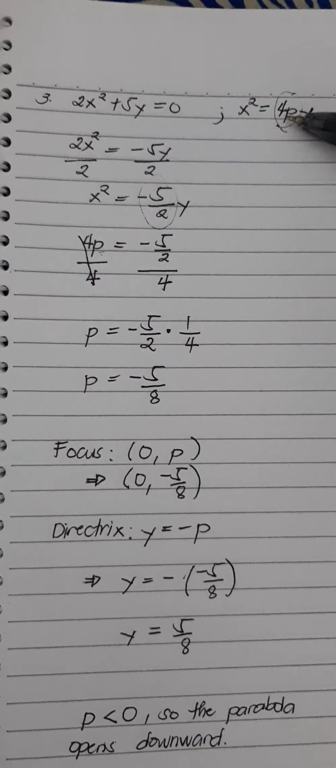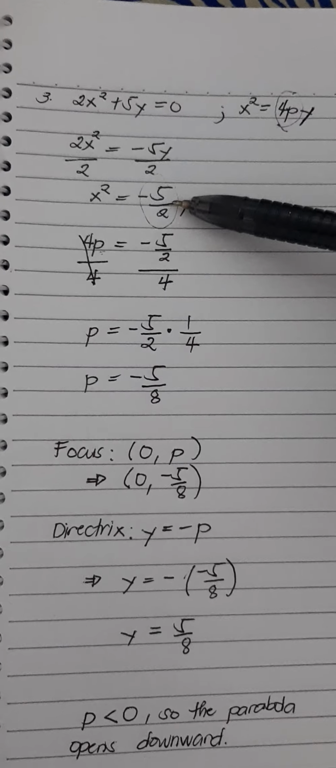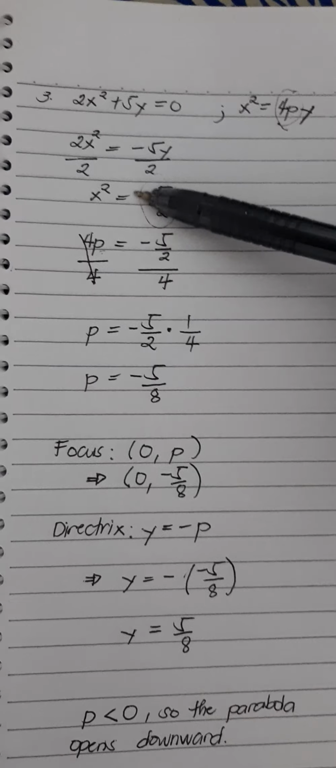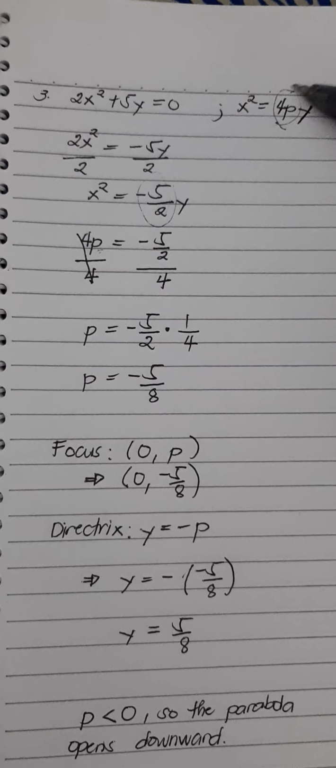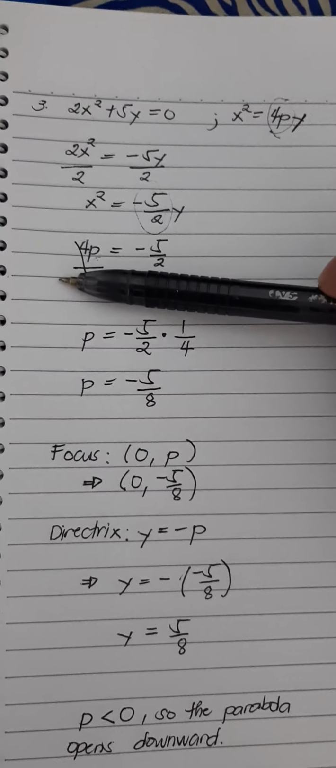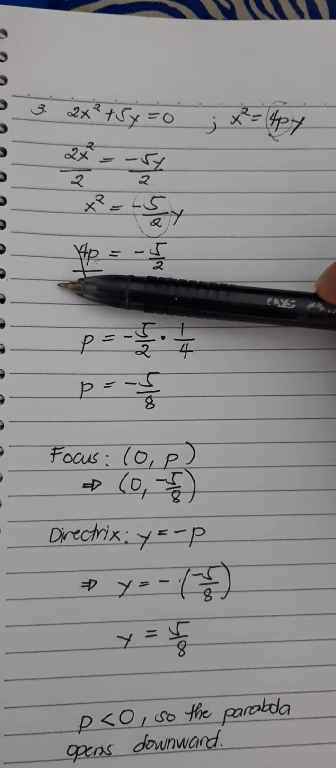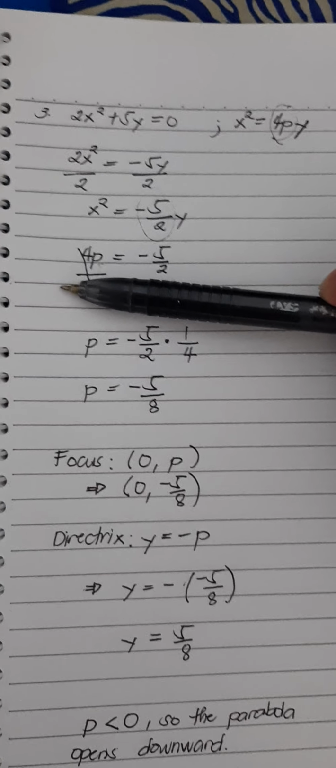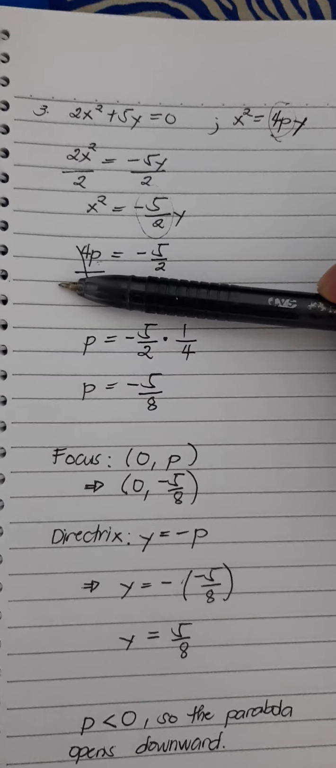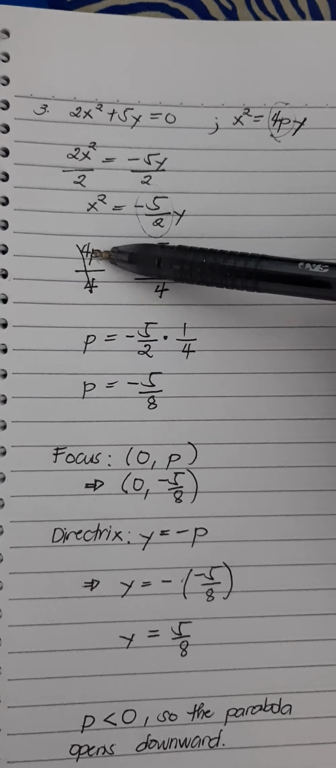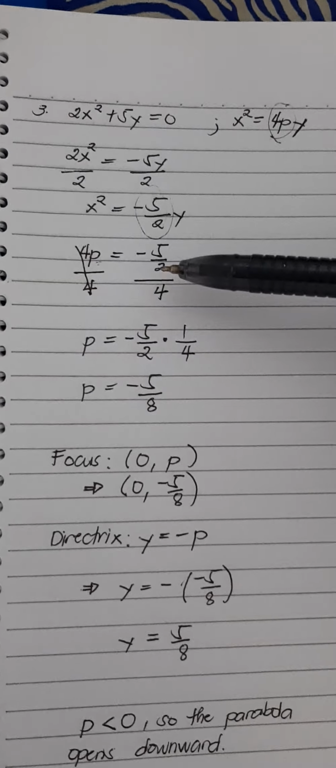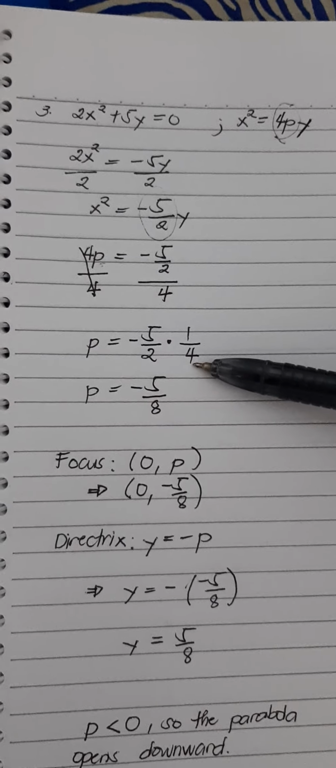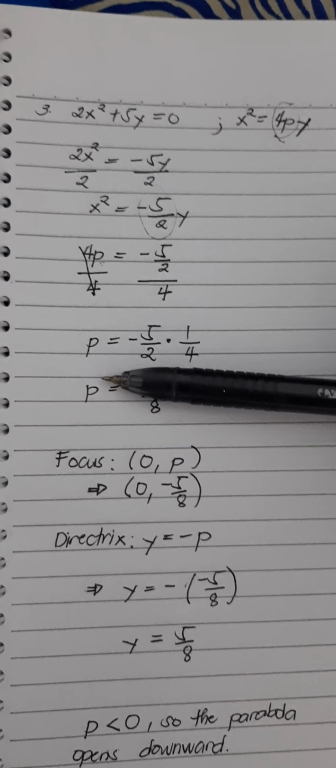So we have to find p. And here in x squared equals negative 5 over 2y, negative 5 over 2 represents the 4p. So we have here 4p is equal to negative 5 over 2. Next, we have to divide both sides of this equation by 4 to eliminate 4 and to find the value of p. So we have here 4p divided by 4 is p, and negative 5 over 2 divided by 4 looks like this, or should be done using this process.